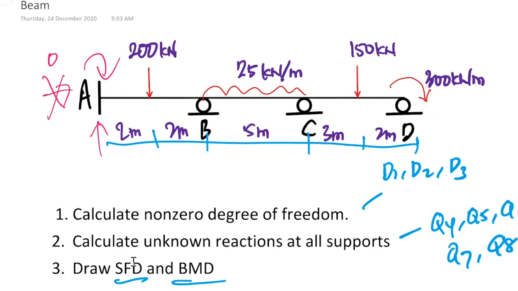1, 0.188, 0.375, negative 0.188, 0.375, negative 0.375, 0.5, 0.188, negative 0.375, and 1.